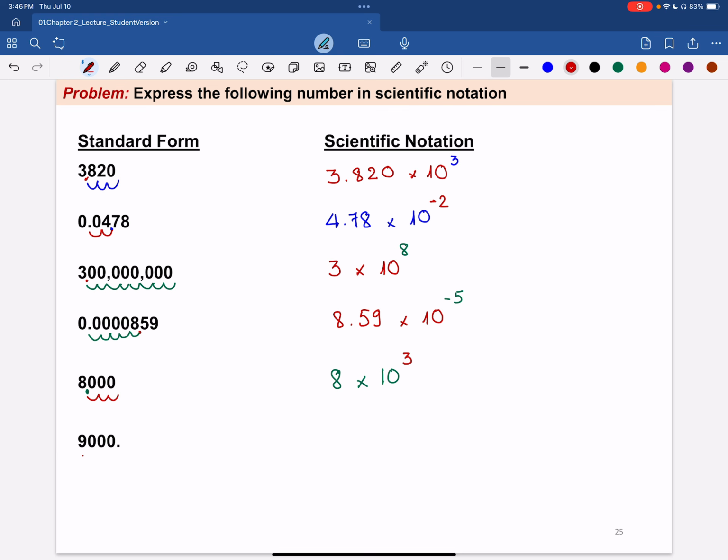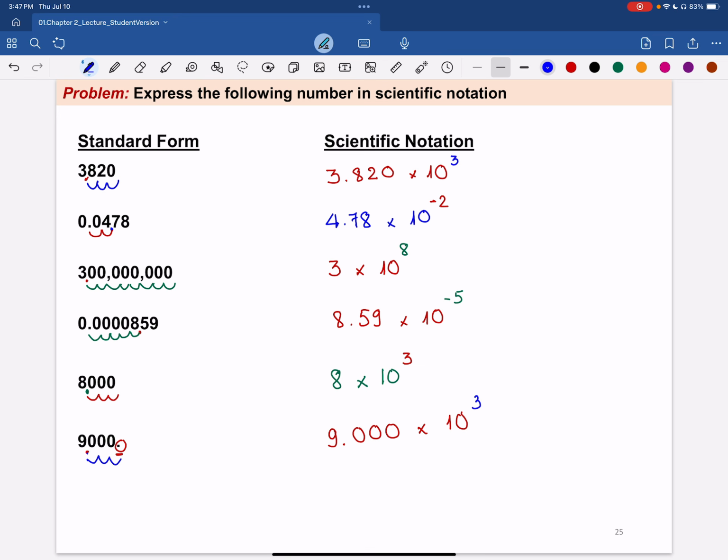Now 9,000, but because we have a decimal place here, we still put the decimal place right after 9. But now, because we have a decimal here, this number will have 4 significant figures, so we have to include all the zeros. Times 10. 1, 2, 3. 10 raised to the power of 3. The next page is your practice problems.